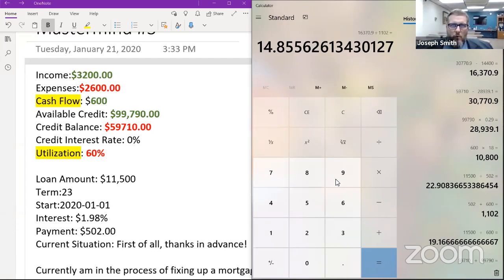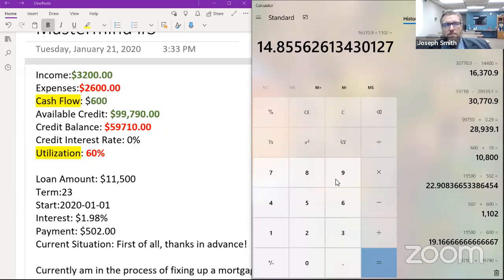So what do we do? We have to increase the income. That's one option. We have to look for new streams of income. We have to start a business. We have to start doing referrals. We have to do something to increase the cash flow.